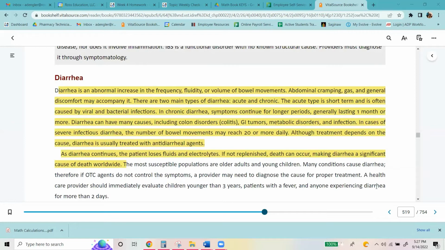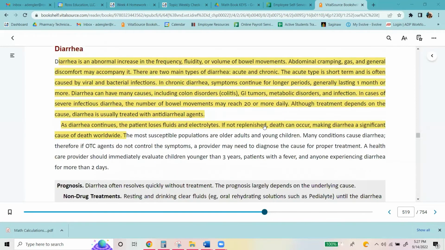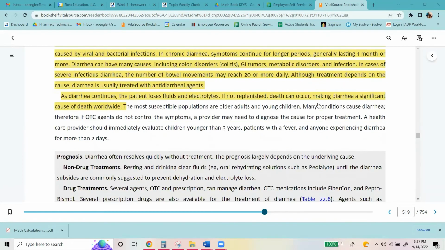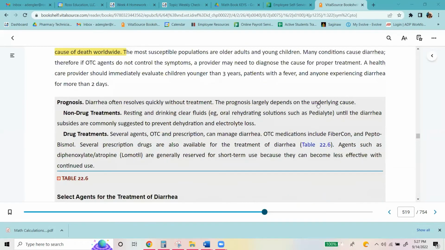Although treatment depends on the cause, diarrhea is usually treated with antidiarrheal agents. As diarrhea continues, the patient loses fluid and electrolytes. If not replenished, death can occur, making diarrhea a significant cause of death worldwide.